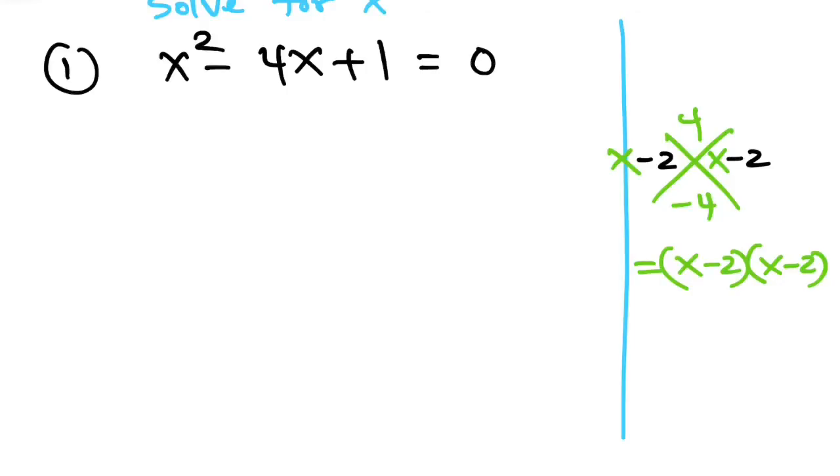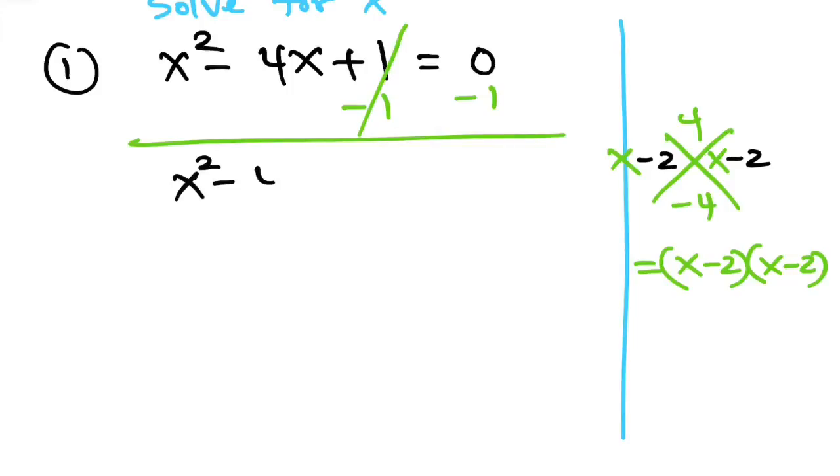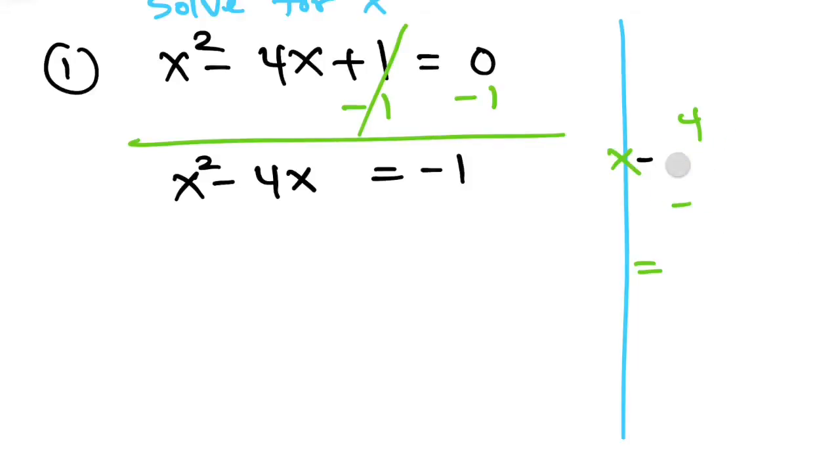The first thing that you want to do is move the c value to the other side. In this case, our c value is +1. So how can I get rid of +1? Subtract 1 from both sides. So these cancel each other out, and I'm going to have x squared minus 4x equal to -1. So the first step is you move the c to the other side. The second step is you look at the b value. In this case, our b value is equal to -4.